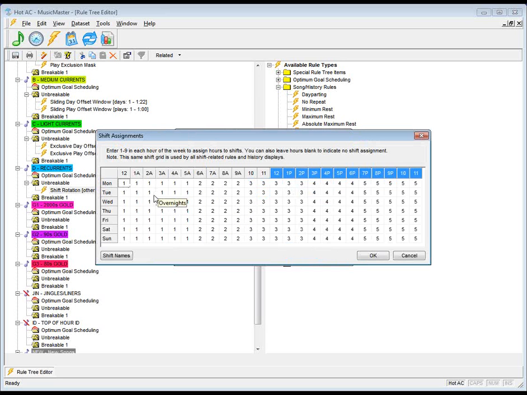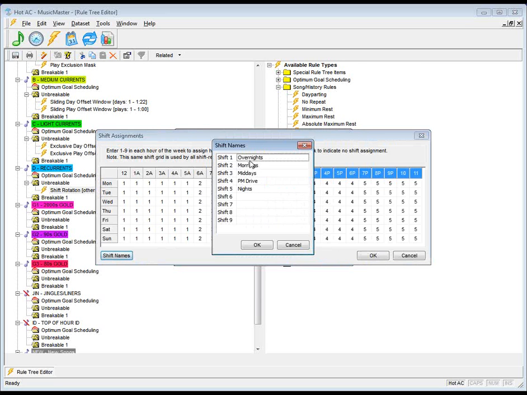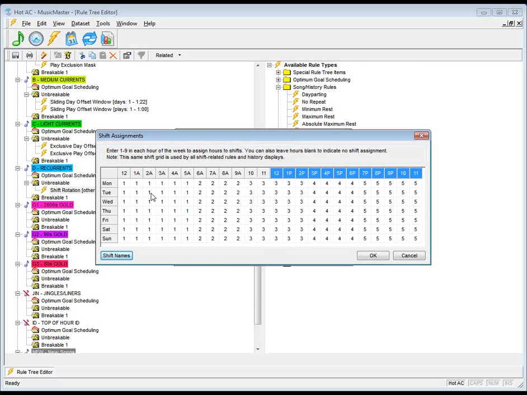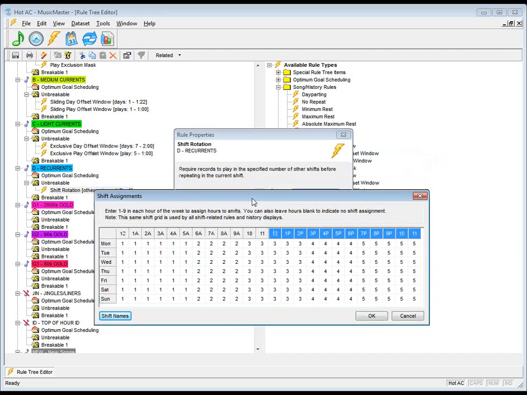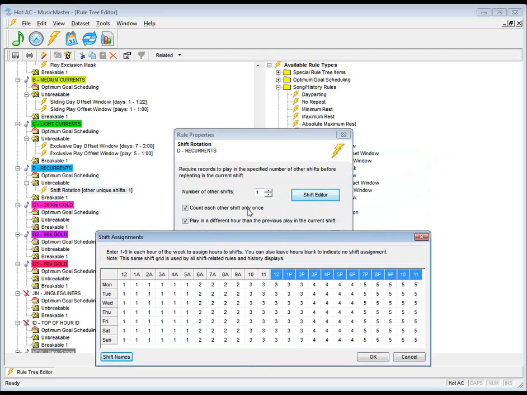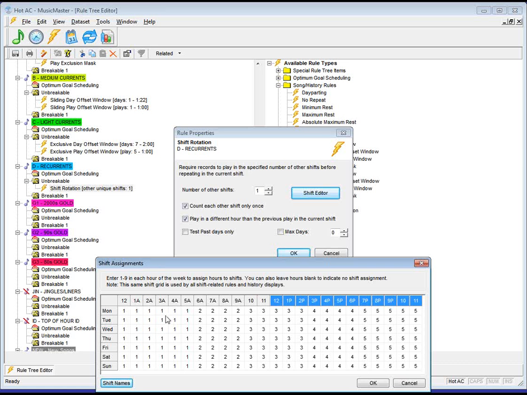So where you see a 1, that's considered shift number 1. You can also name these shifts by clicking the shift names and giving them names accordingly. The objective of shift rotation is to make sure that a song, when it plays, does not repeat in the same shift on its next play. So we have this rule set for 1 other shift. That means if we play a song in shift number 1, the next time it plays, it cannot play wherever there's a 1 in that grid.